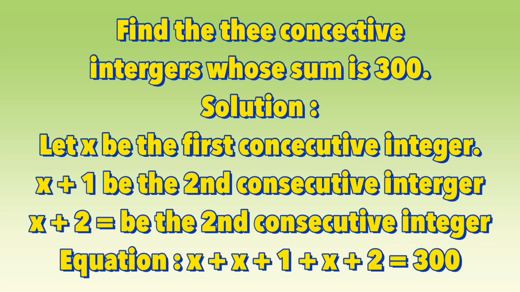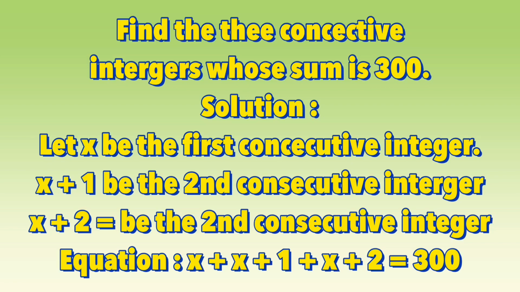Okay, the next problem is number 3. Find the three consecutive integers whose sum is 300. So our solution, we have to start first with the representation. Let x be the first consecutive integer, then x plus 1 be the second consecutive integer, and x plus 2 be the third consecutive integer.